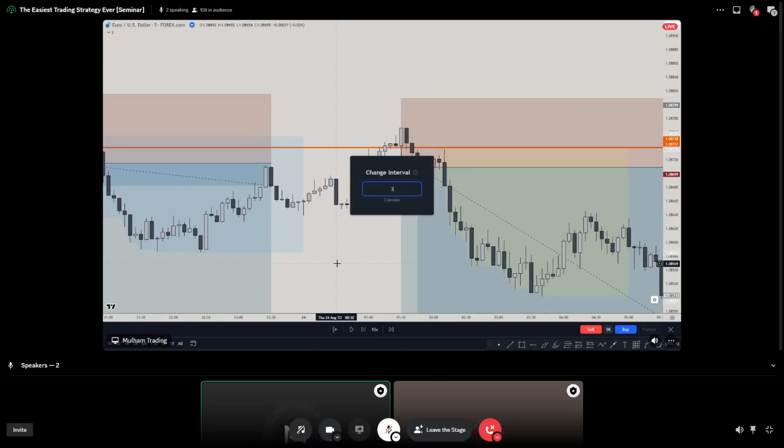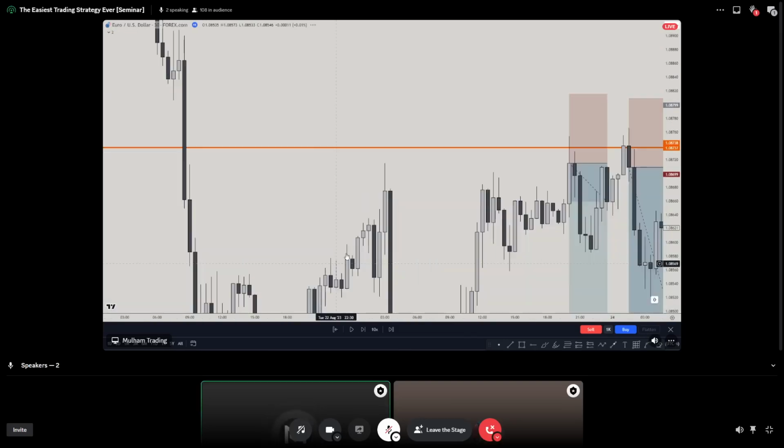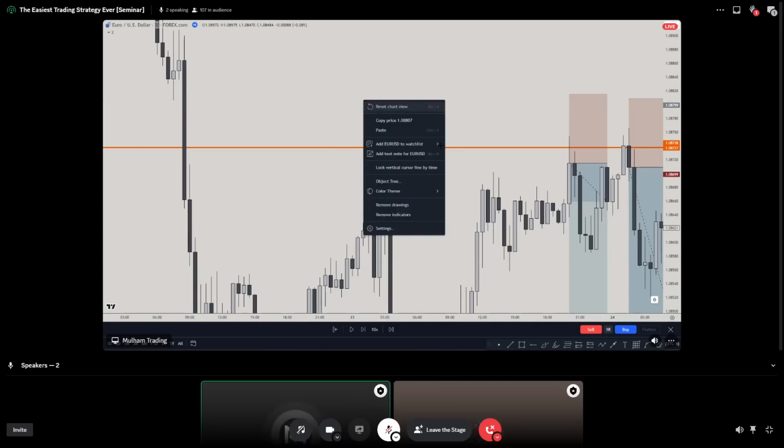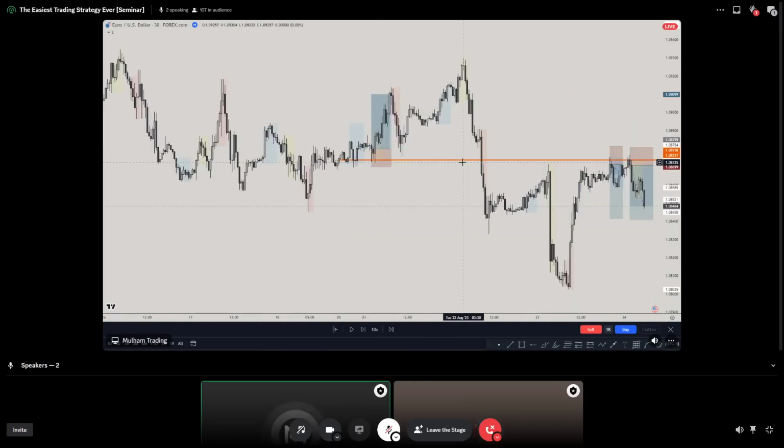Now we go back to the 30 minutes, and this is the way to mark the fair value gaps. You see how price is going to the profit, even for the Asian session, you're also at, yeah, 2.38.